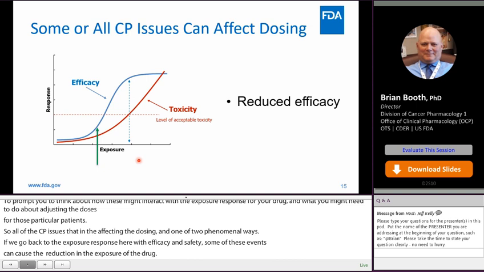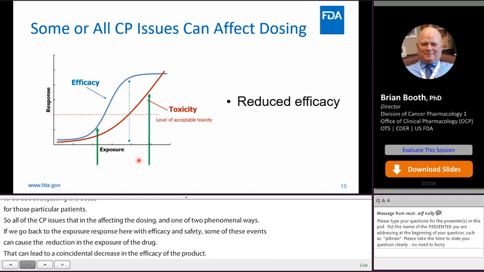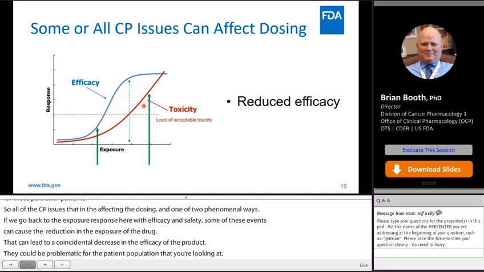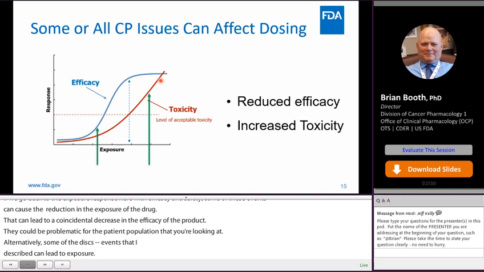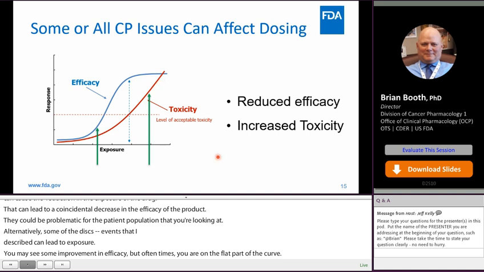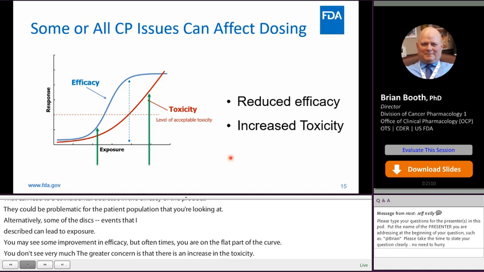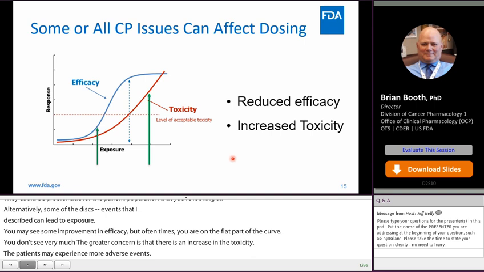Alternatively, some of the events I've described can lead to increases in exposure from the ideal. And although you may see some improvement in efficacy, oftentimes you're on the flat part of that curve and we don't really see very much. The greater concern is that there is an increase in the toxicity, and so the patients may experience more adverse events. And so regardless of what these issues are, we're trying to understand how they manifest and what we might need to do in terms of changing the dosing in these situations to offset the reduction in efficacy or increased toxicity.